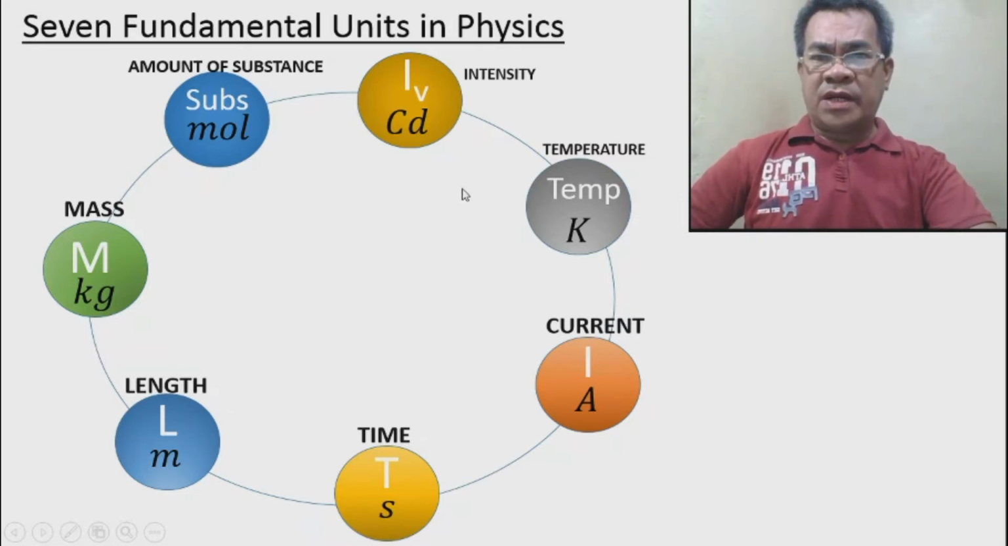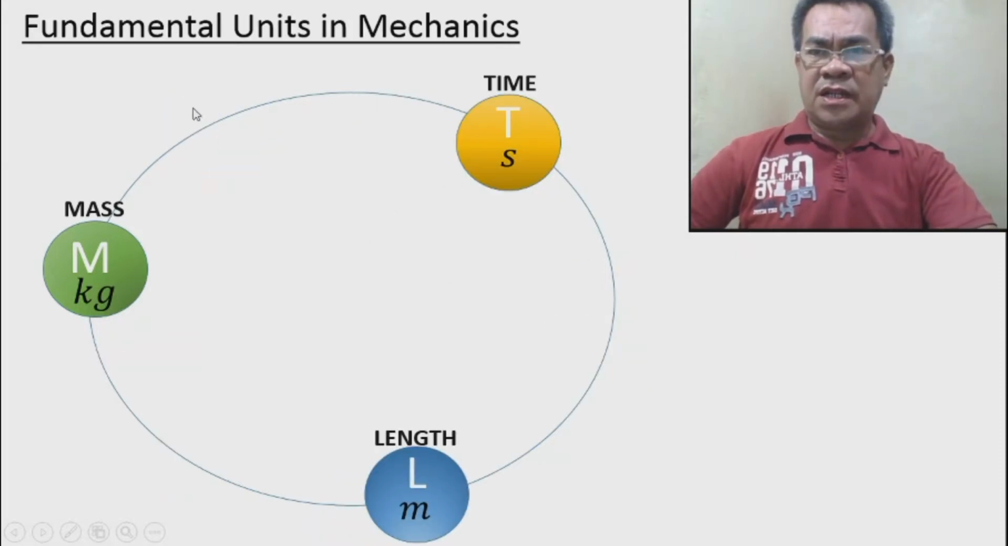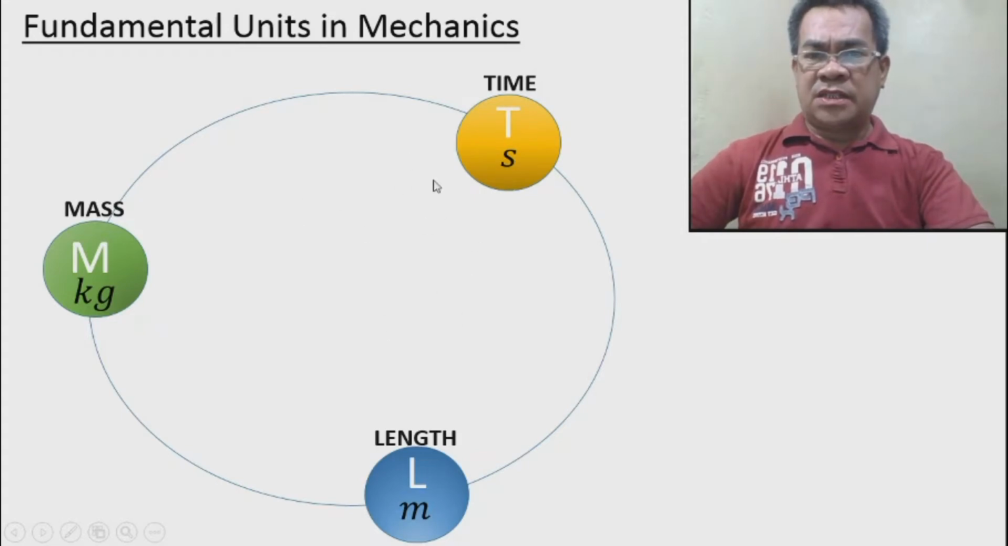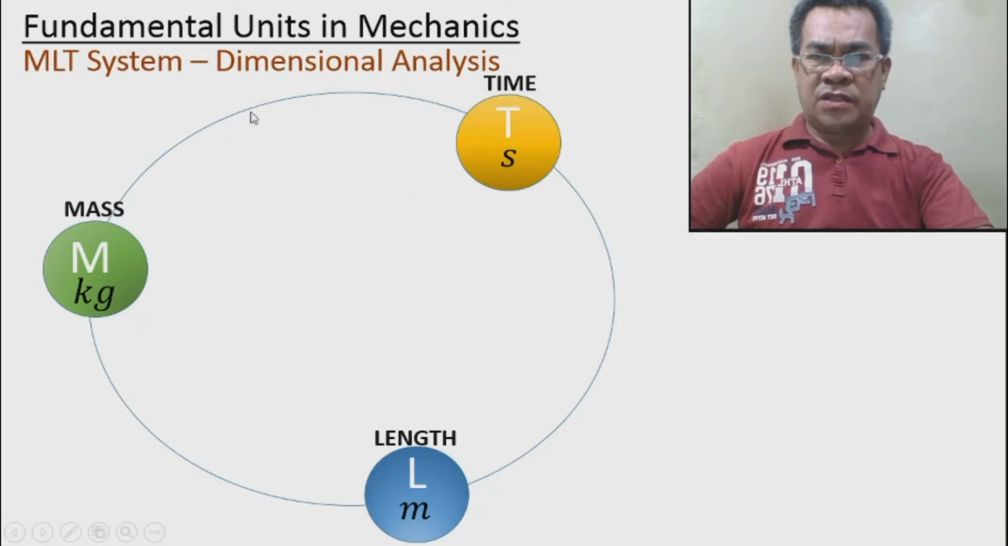fundamental units will provide another physical quantity. Now, because we are in mechanics, we are only concerned with the mass, length, and time. If we are mixing these 3, then we are actually on the dimensional analysis. So we call this the MLT system, the mass, the length, and the time. So these are the 3 fundamental units in mechanics.